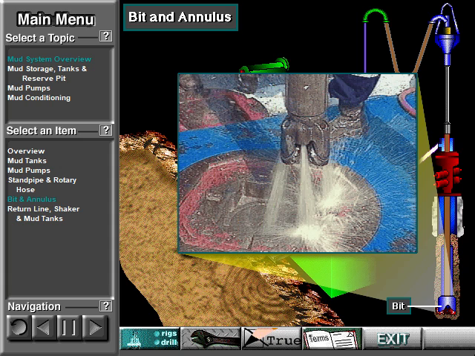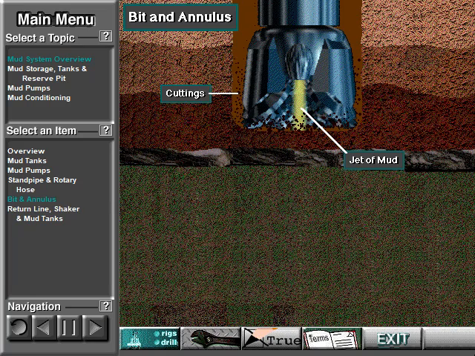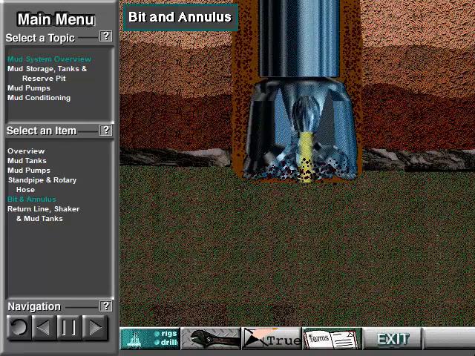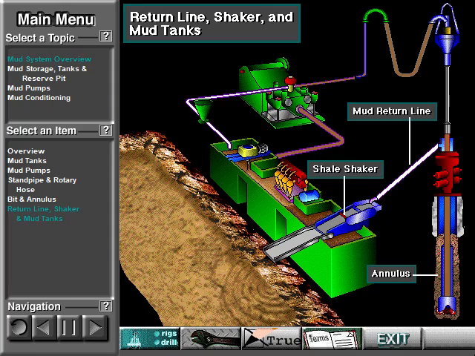At the bit, the mud jets out of the openings or nozzles in the bit. The jets of mud move cuttings away from the bit. Mud then continues up the annulus, carrying the cuttings with it. From the annulus, the mud with the cuttings in it goes through the return line, sometimes called the flow line, to the Shale Shaker.